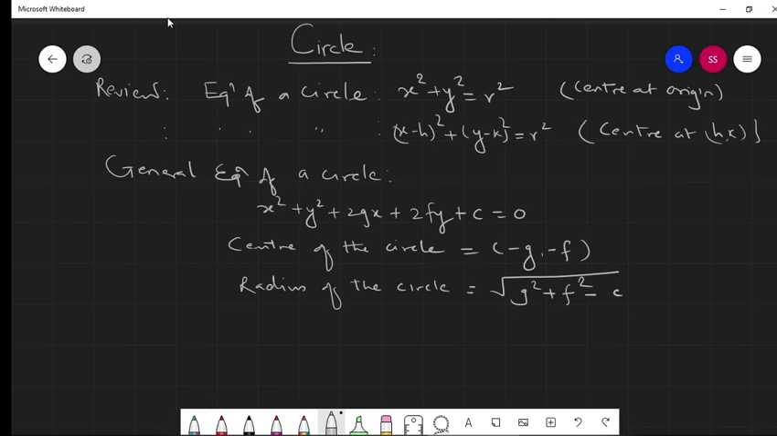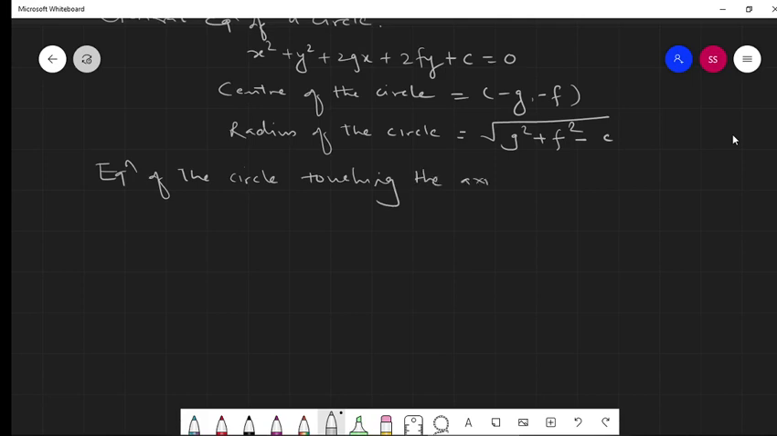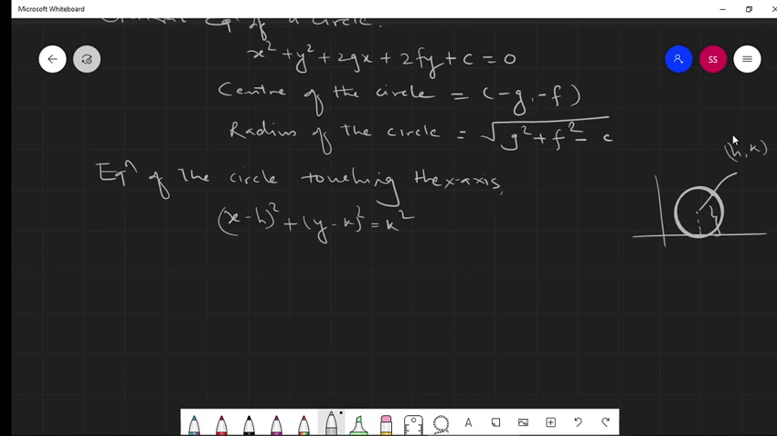Now other condition, equation of the circle touching the x-axis. If the circle touches the x-axis, in this situation, the equation is x minus h whole square plus y minus k whole square equal k square, because the center is h comma k, and this height will be k, which gives the value of radius.